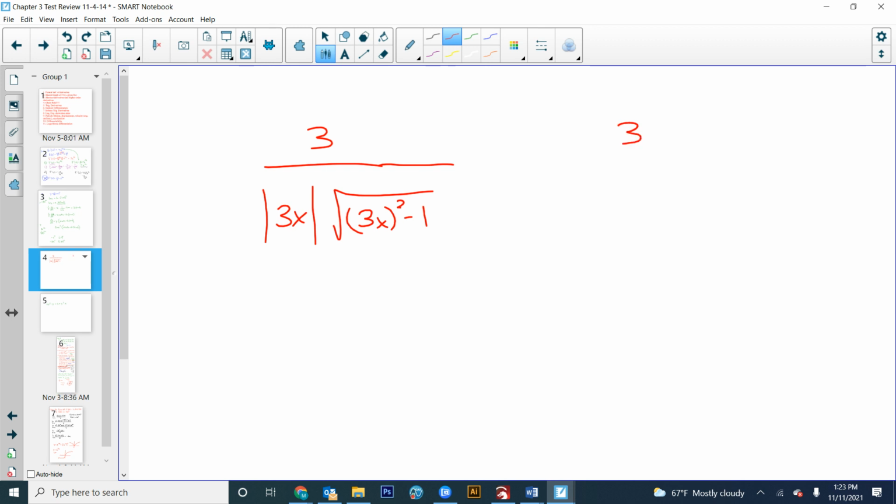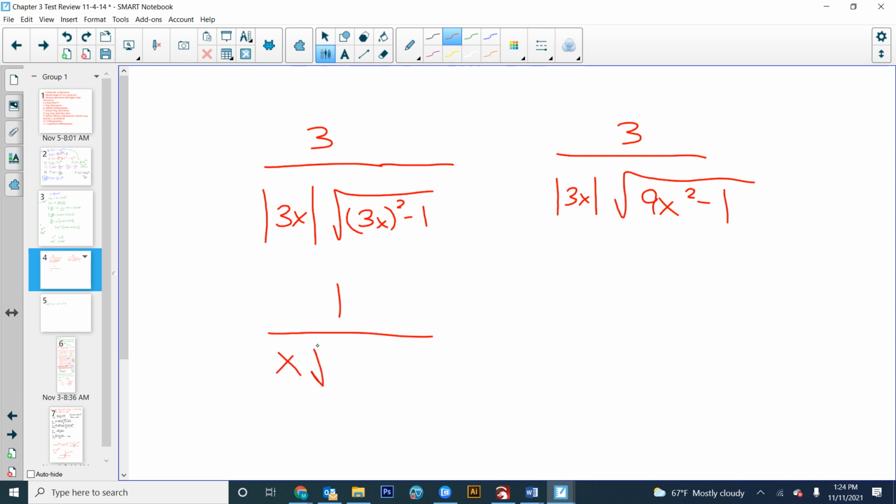The next laziest answer is 3x over the absolute value of 3x times the square root of 9x squared minus 1. Then there was 1 over x radical 9x squared minus 1.